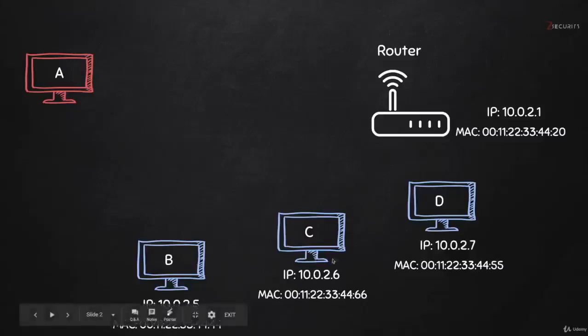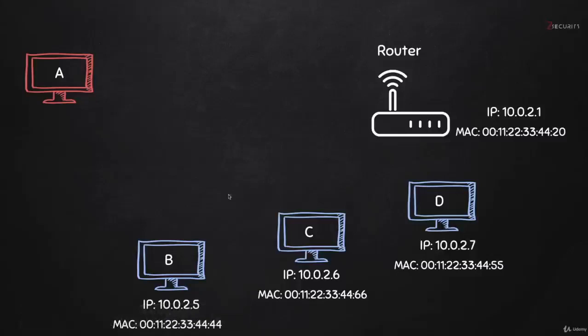We have devices A, B, C, and D. They are all connected to the same network. And we have the router here for this network. We can see that each device has an IP and a MAC address. And let's assume that device A needs to communicate with device C. Now we're also going to assume that device A knows the IP of device C, but as we know so far, in order for these devices to communicate within the same network, device A needs to know the MAC address of device C, because like we said before, the communication inside the network is carried out using the MAC address and not using the IP address.